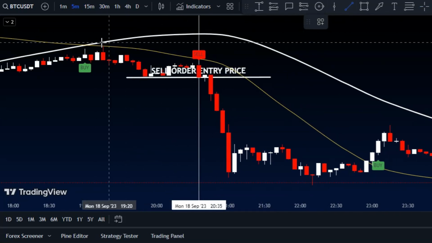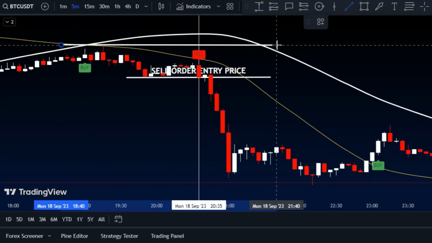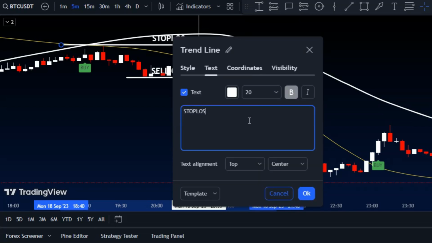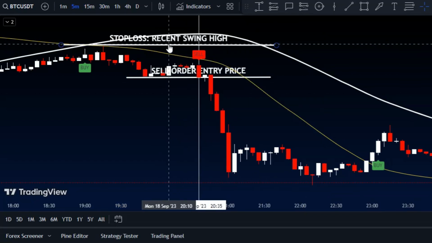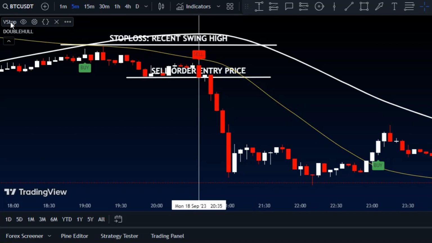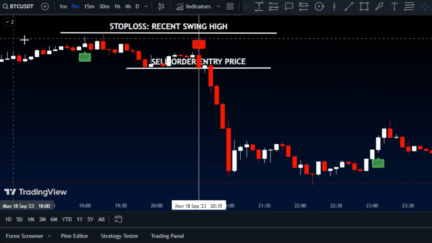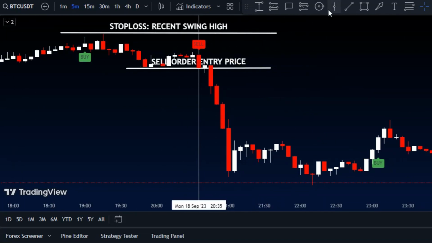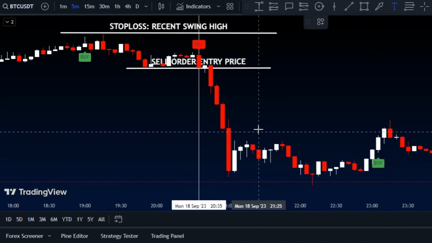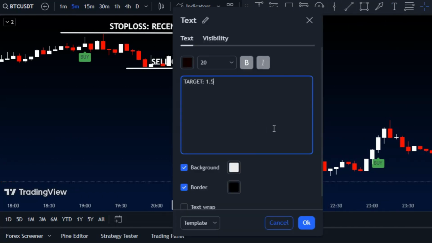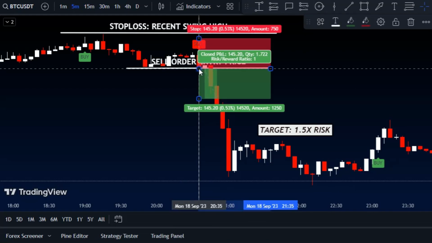But that's not all. We'll also discuss risk management techniques to protect your capital. Setting a well-placed stop loss just above the recent swing high is essential. We'll also explore a 1 to 1.5 risk to reward ratio to help you exit the trade and profit.